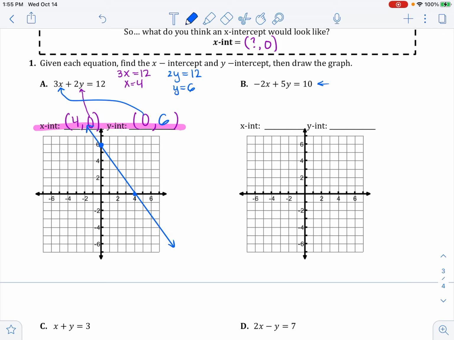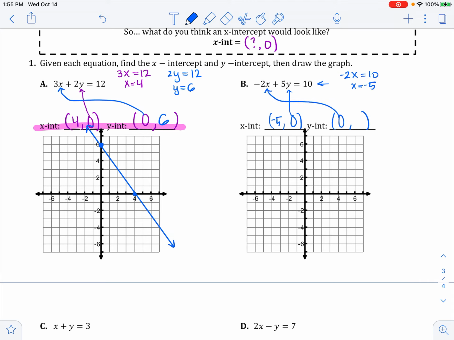So I'm going to start by saying, what form is this in? It's in standard form. When it's in standard form, I need my x-intercept and my y-intercept. My x-intercept is something comma 0. My y-intercept is 0 comma something. To get my x-intercept, I'll plug in 0 for y. I get negative 2x equals 10. So x equals negative 5.